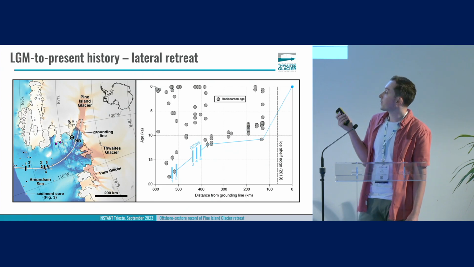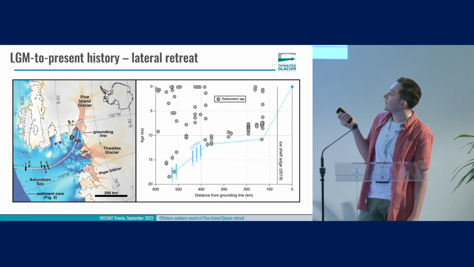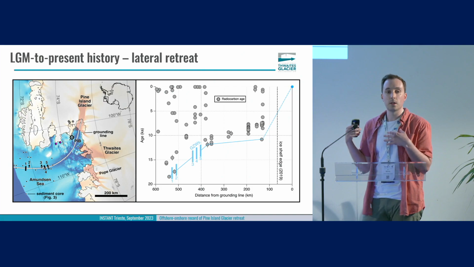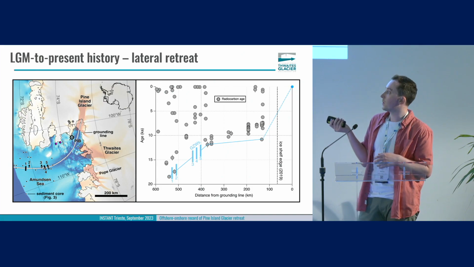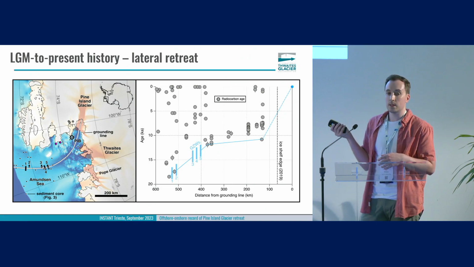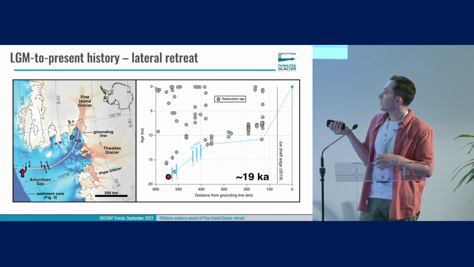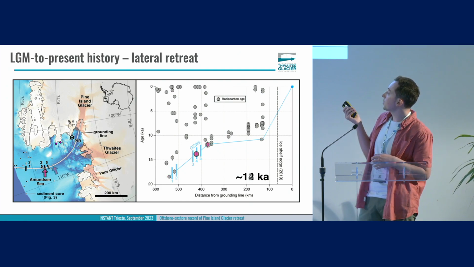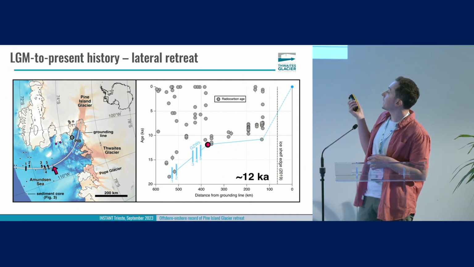These radiocarbon ages, which you can see on the right here, with age and distance from grounding line, provide limiting ages on the timing of grounding line retreat from the shelf edge, about 20,000 years ago, up to where Pine Island Glacier is now. So as we move from close to the shelf edge further towards where it is now, we move through time. And you can see we've got this big gap at the end.